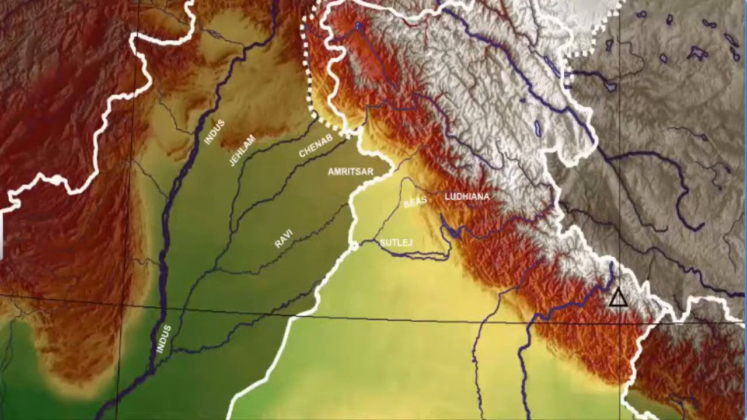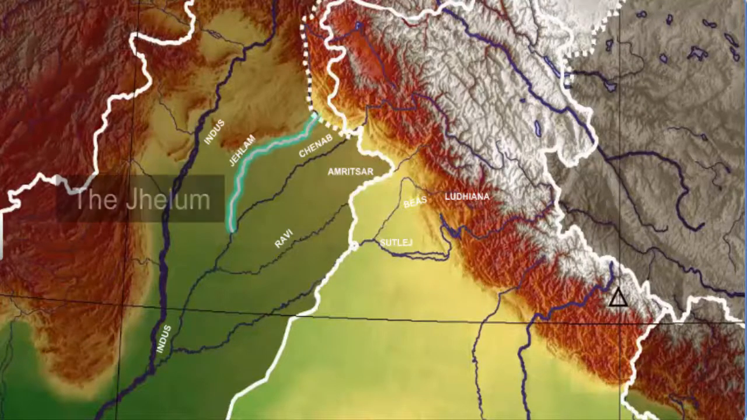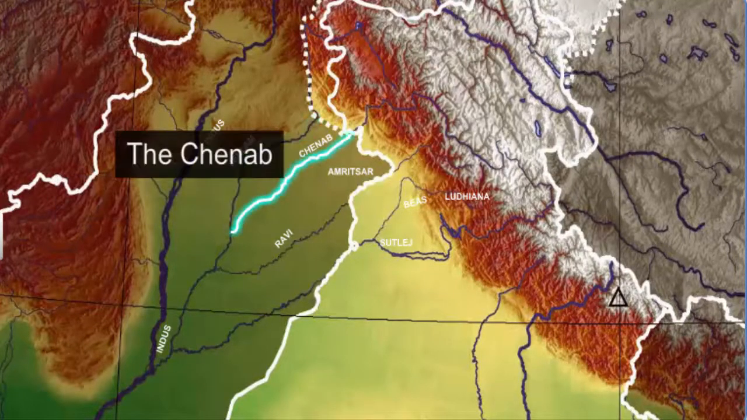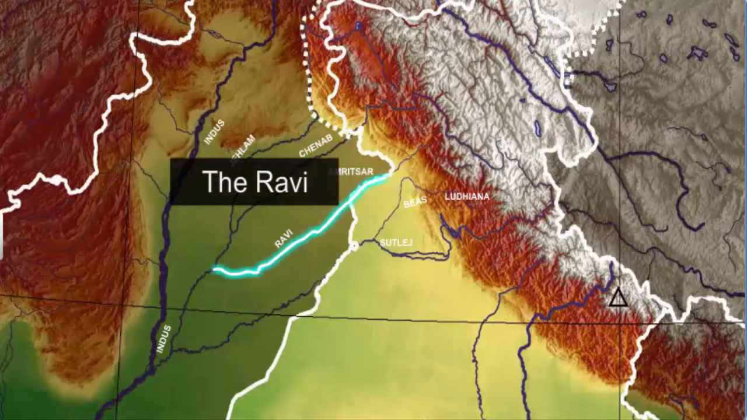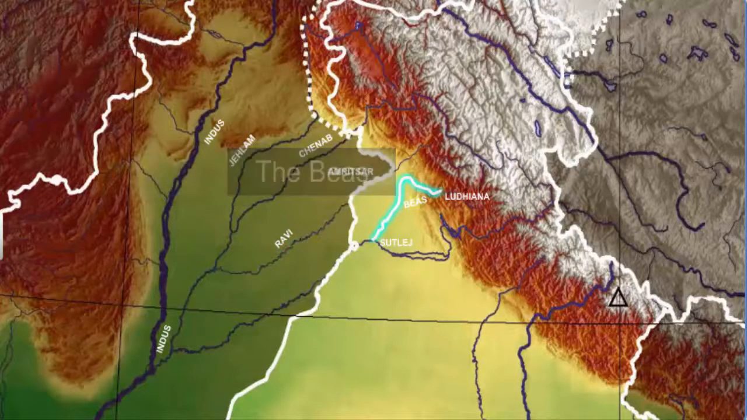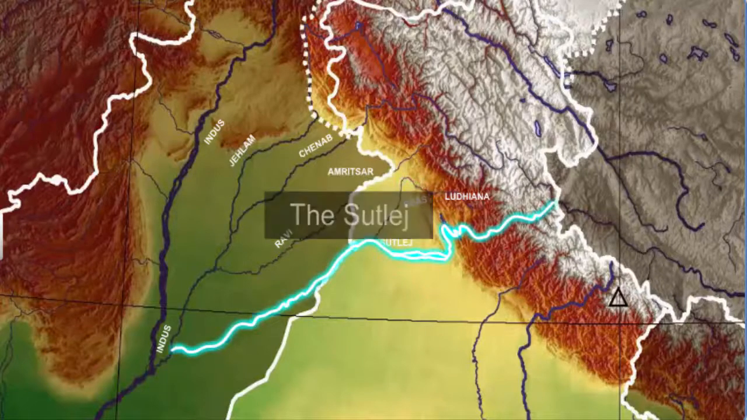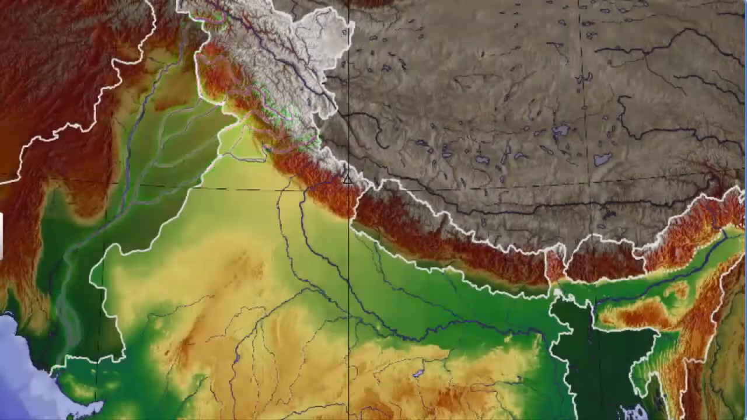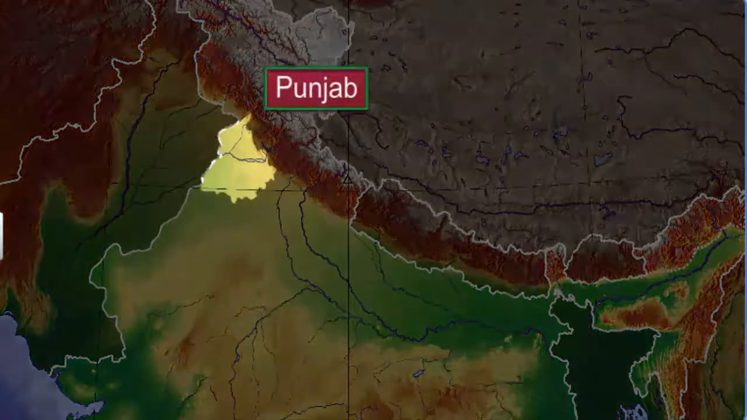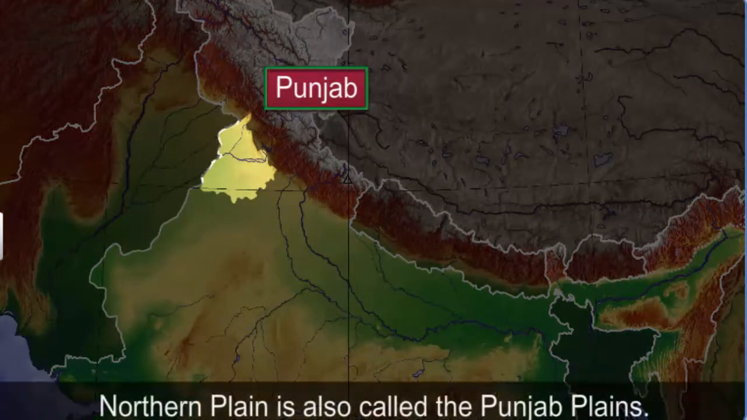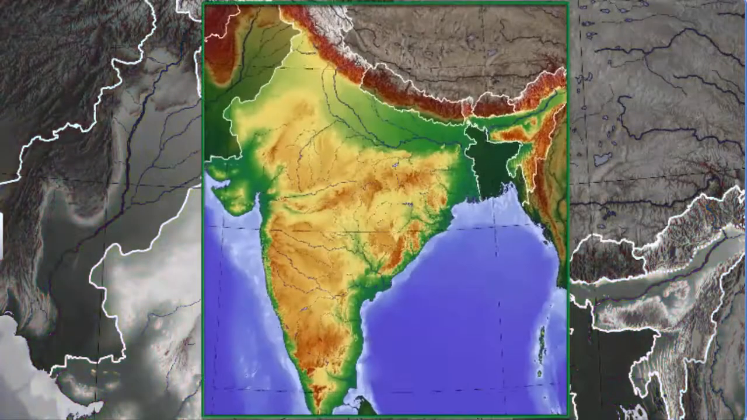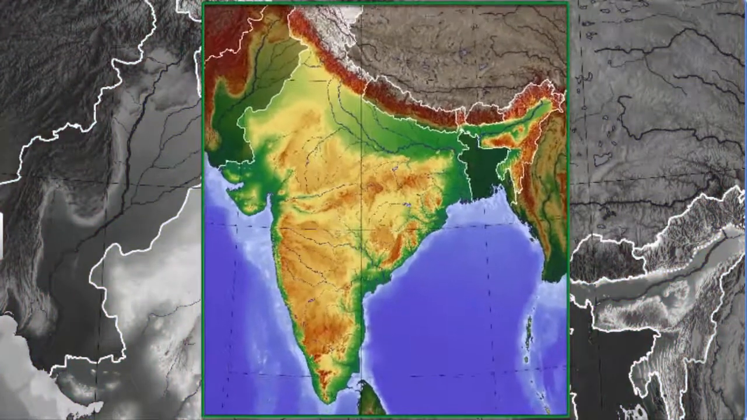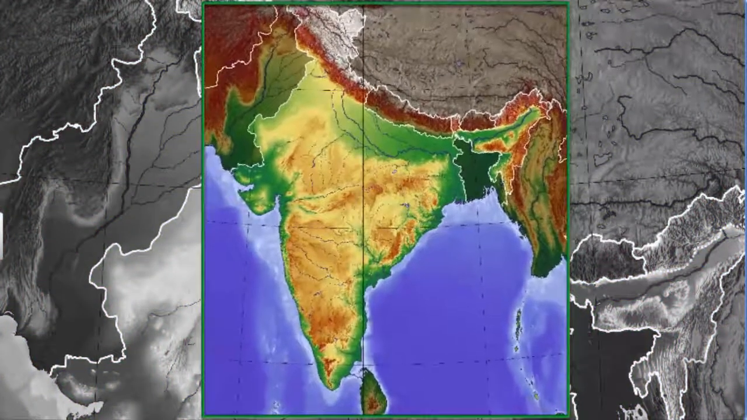The Indus and its tributaries, the Jhelum, the Chenab, the Ravi, the Beas, and the Satluj, originate in the Himalaya. Along these rivers lies the fertile state of Punjab. This part of the northern plain is also called the Punjab Plain. If you look at a map of India, however, you will find that a bigger portion of the Punjab Plain lies in Pakistan.